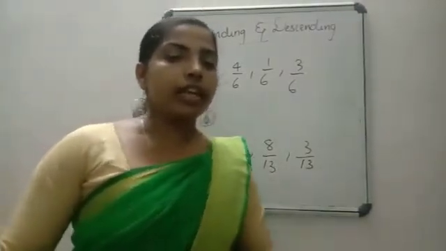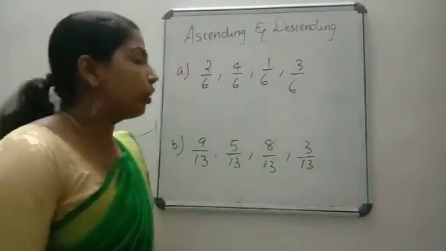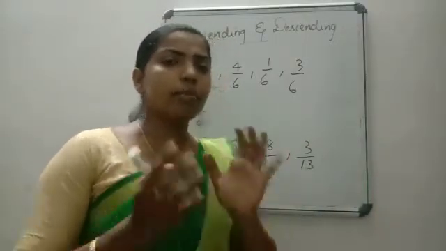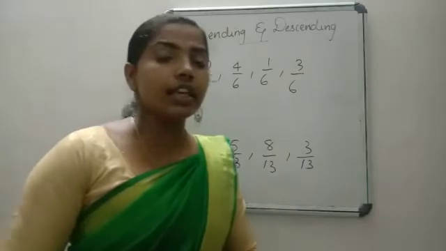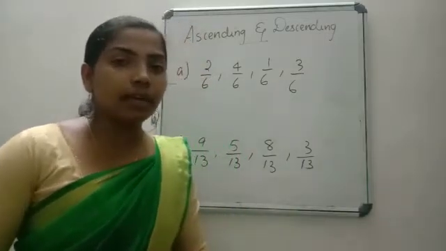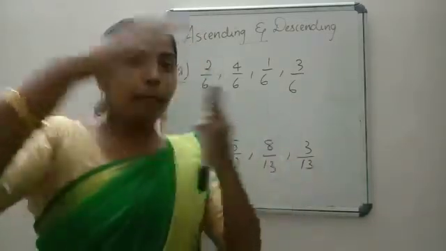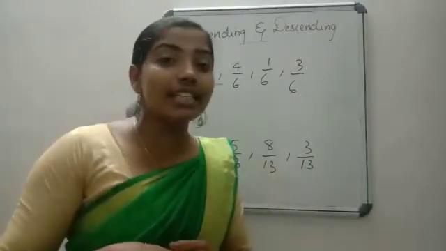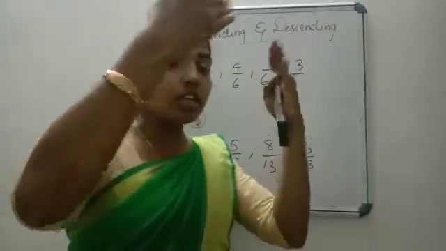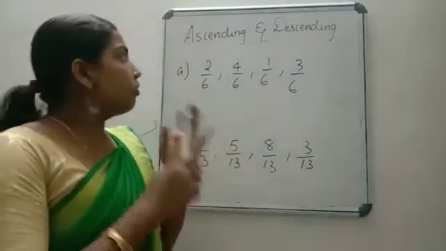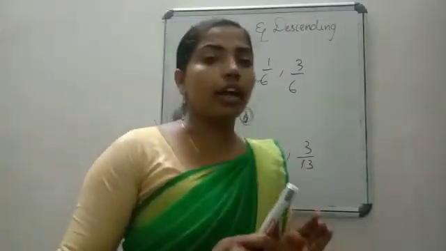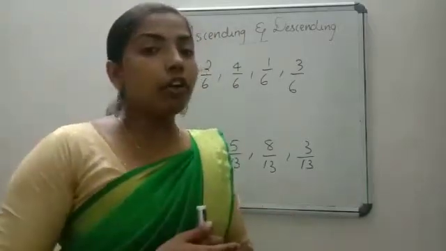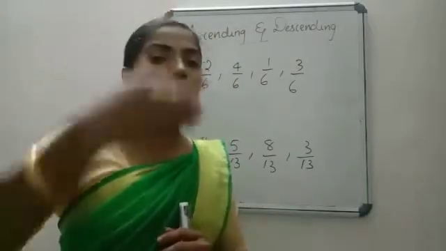Next we are going to study ascending and descending order of fractions. Now what is meant by ascending and descending? What is the meaning of ascending? Ascending order. What is ascending? From smaller to bigger. Smaller to bigger is called ascending. And what is descending? Descending means greater to smaller. So if we want to arrange in ascending order, we have to arrange from smaller to bigger. If you want to arrange in descending order, then bigger to smaller.